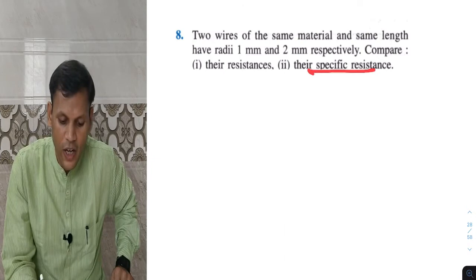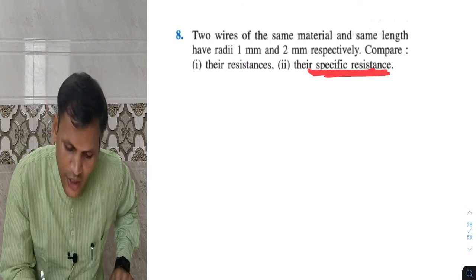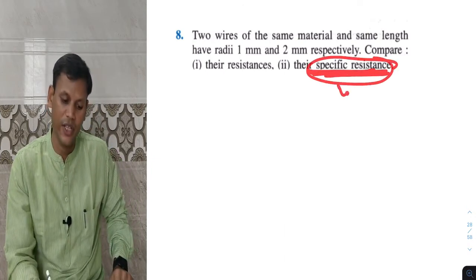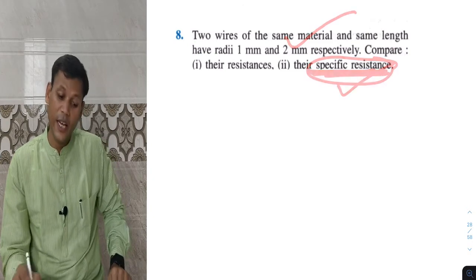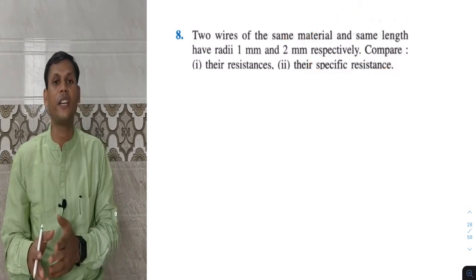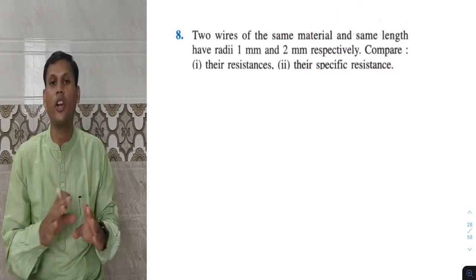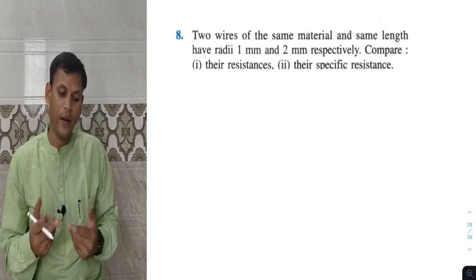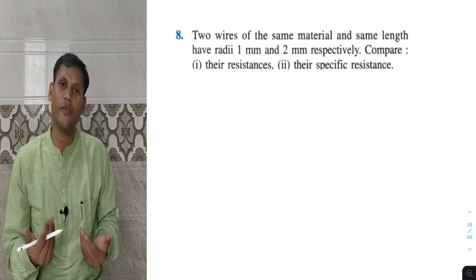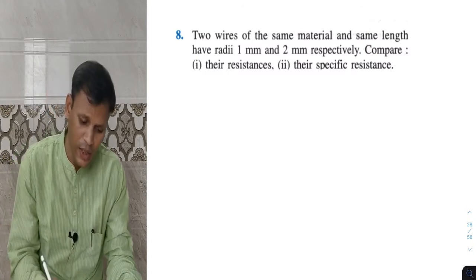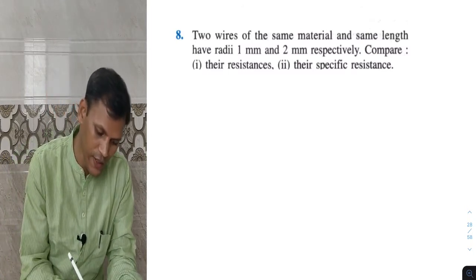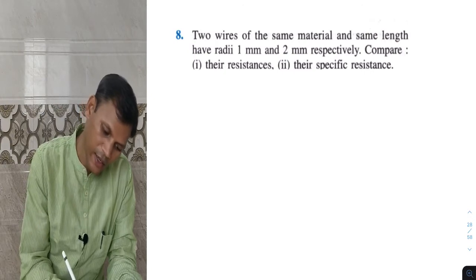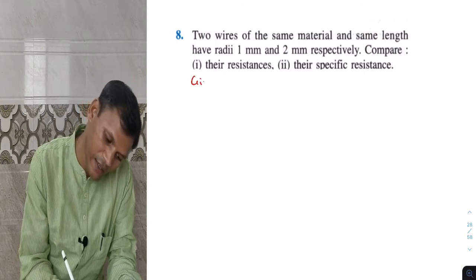So first of all, as in the beginning I have mentioned, specific resistance means resistivity. If the material is the same, then resistivity will be same. It will not change at all. It will be 1:1 ratio. If we have to compare, that means we have to find the ratio. So we'll write all the information. What information is given? Radius is given.